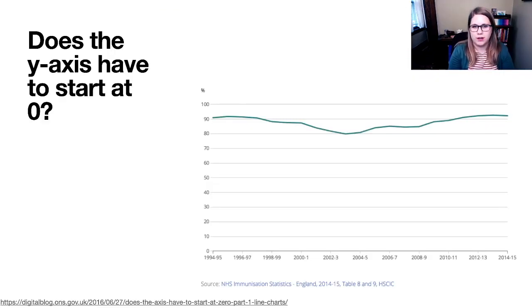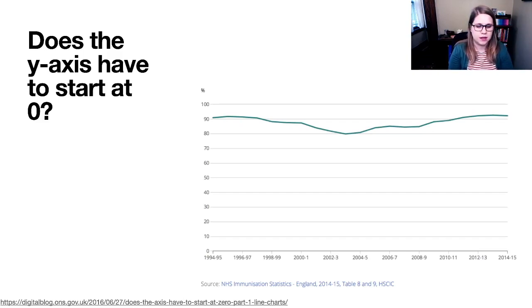So this is an important consideration for many types of data visualizations, but it is particularly important for line charts, which time series visualizations are. And the question is, does the y-axis have to start at 0? We've decided that for bar charts, the y-axis does need to start at 0, but for line charts, there are arguments for cases when you would not need to start at 0.